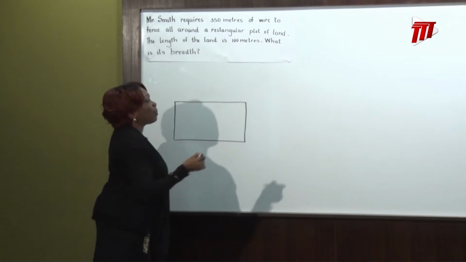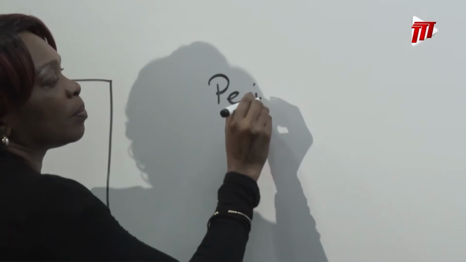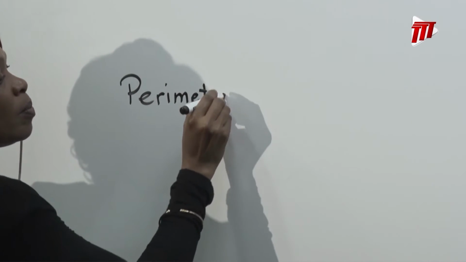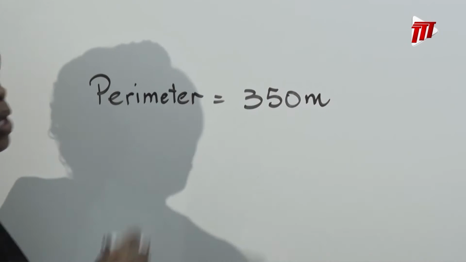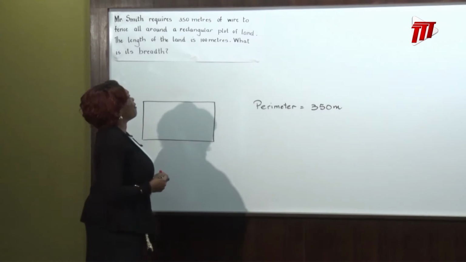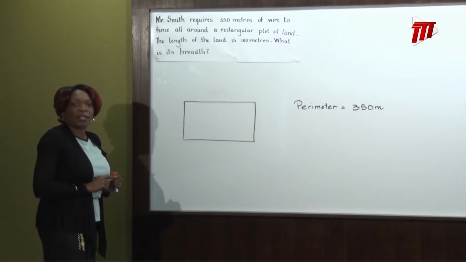350 meters. So I'm going to say now, perimeter is equal to 350 meters. Are we good so far? Wonderful. What information is given again?